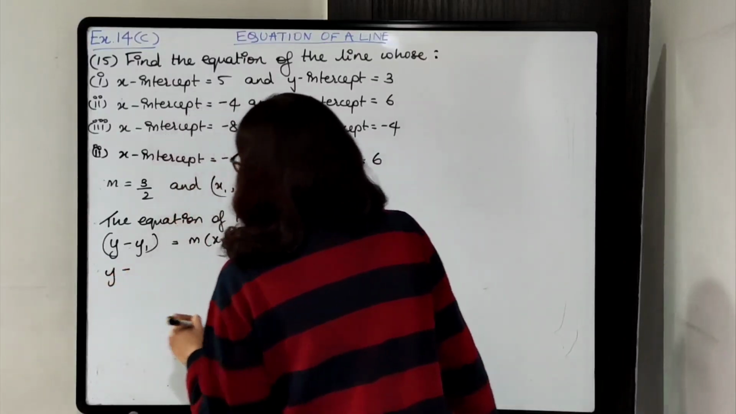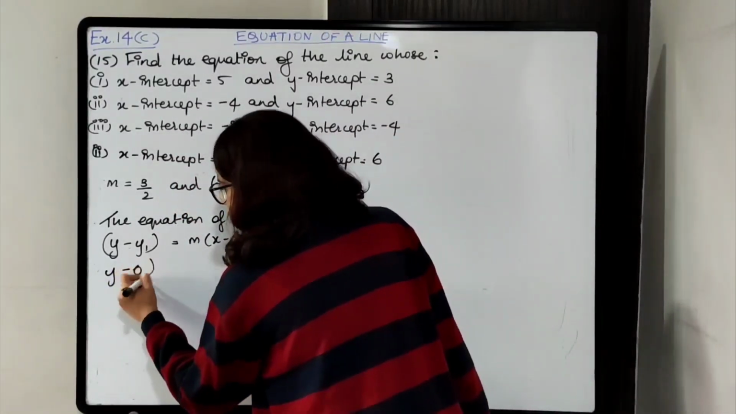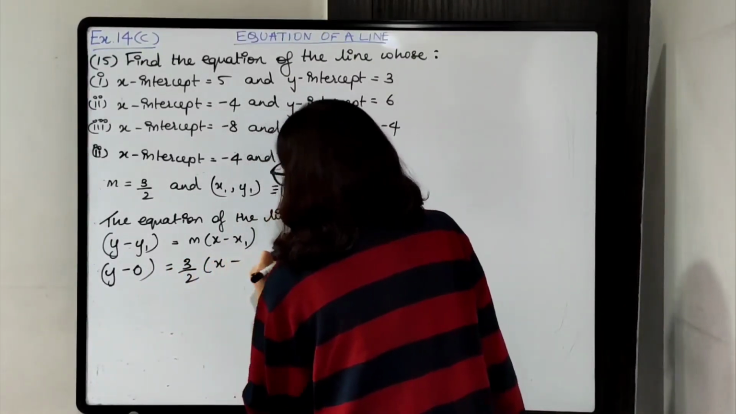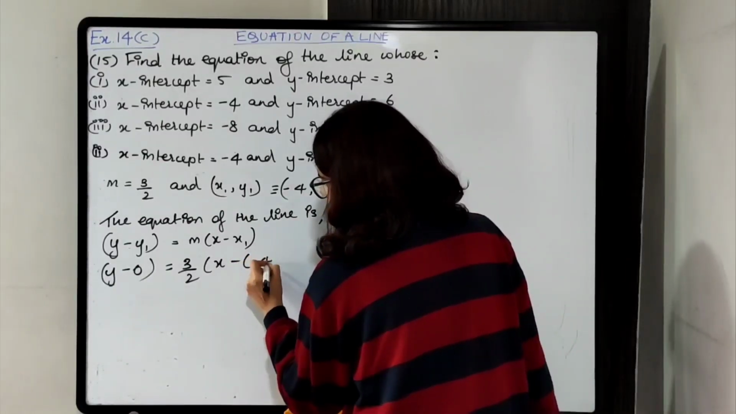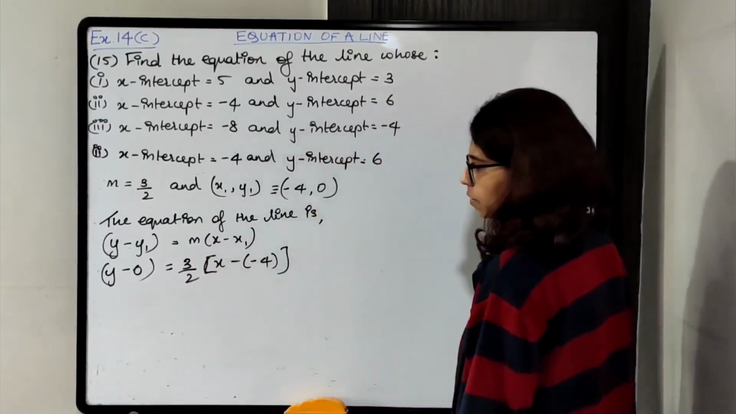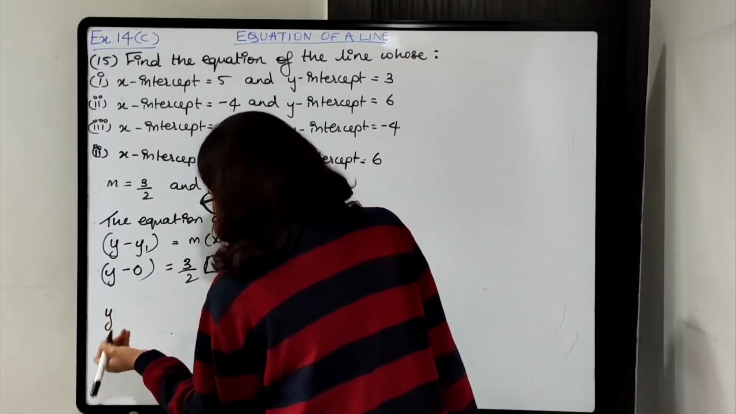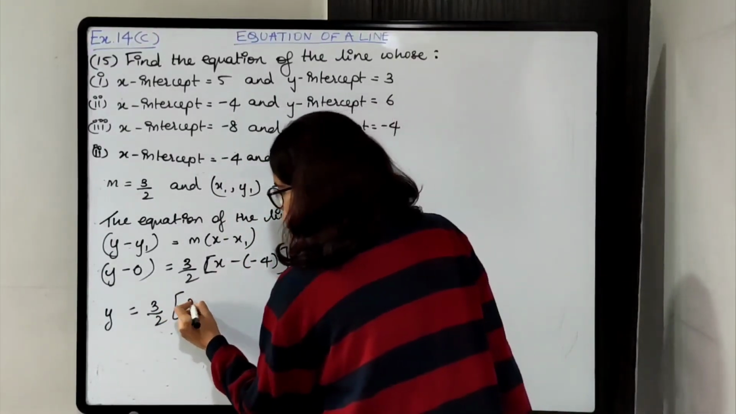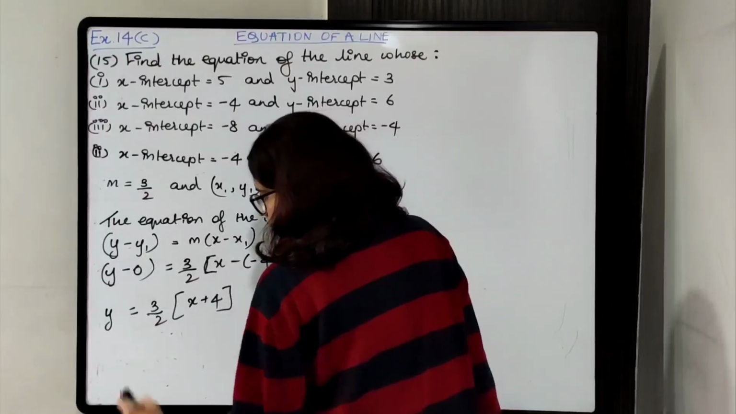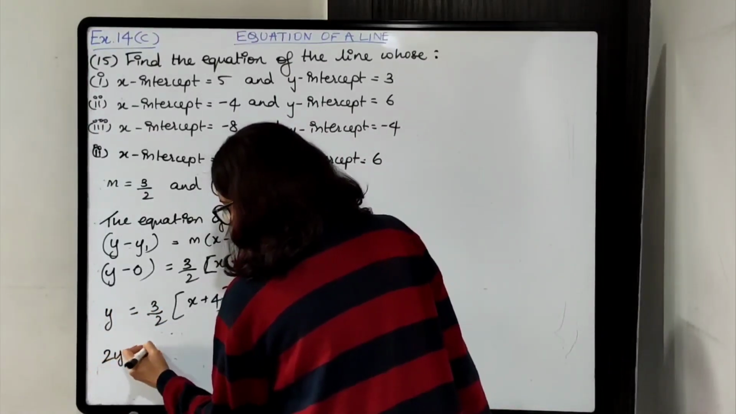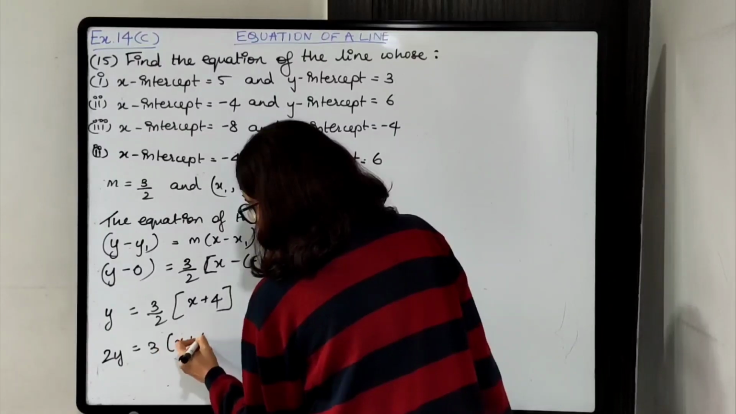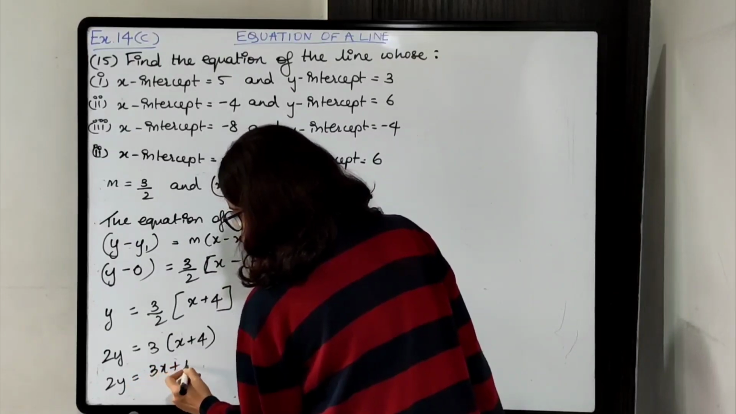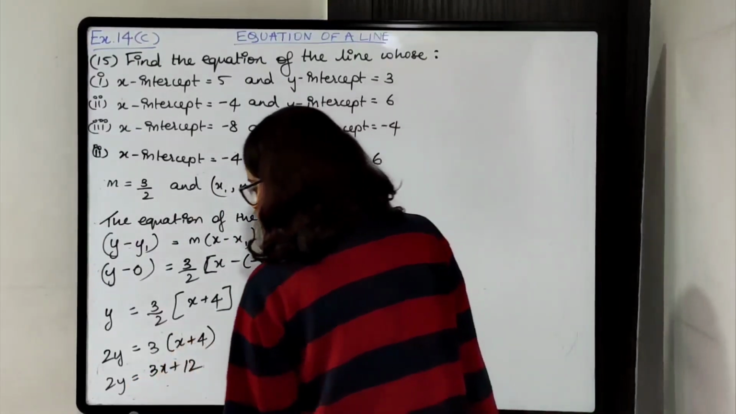So y minus y1 has 0 and m is 3 by 2 into x minus x1, which is minus 4. So put brackets outside, okay? y minus 0 is y, equals 3 upon 2 into x minus minus becomes plus, so x plus 4. Shifting the 2, it becomes 2y equals 3 into x plus 4. So that will give 2y equals 3x plus 3 4s are 12. Okay. So 2y is equal to 3x plus 12.